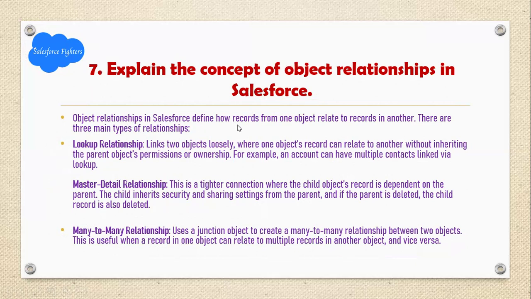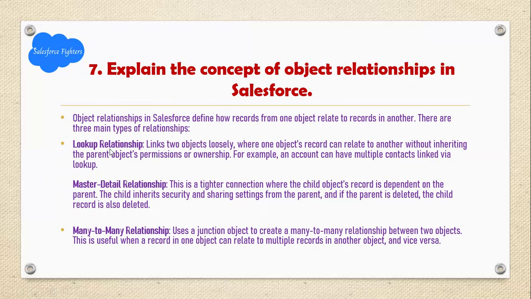Relationships in Salesforce define how records from one object relate to records in another. There are three main types of relationships. First, lookup relationship. Second, master-detail relationship. Third, many-to-many relationship.